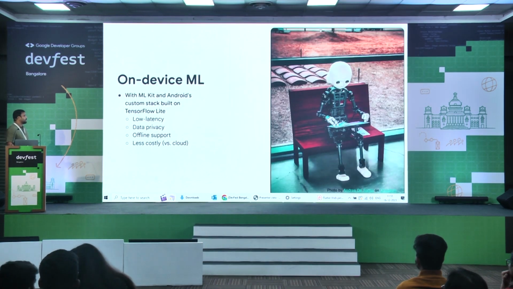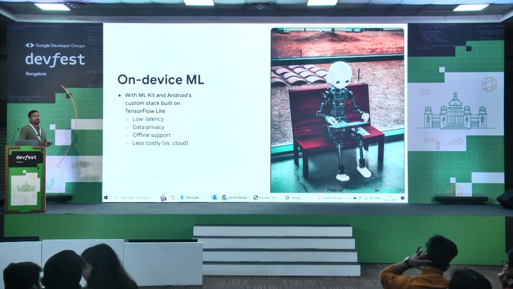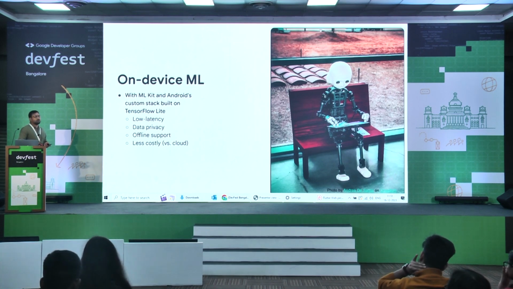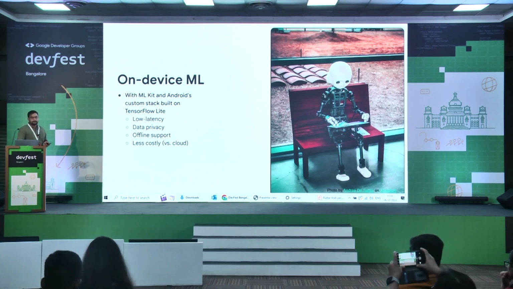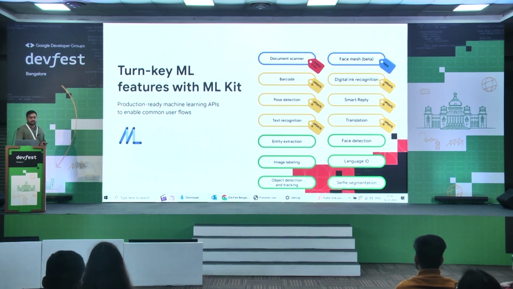Now we have on-device ML. On-device ML is less costly compared to cloud. It has offline support and data privacy, and most importantly, it has low latency. With turnkey ML features, we have barcode scanning, translation, smart replies. Face mesh is in beta, and document scanner is coming soon. So all these features are available for your ML.